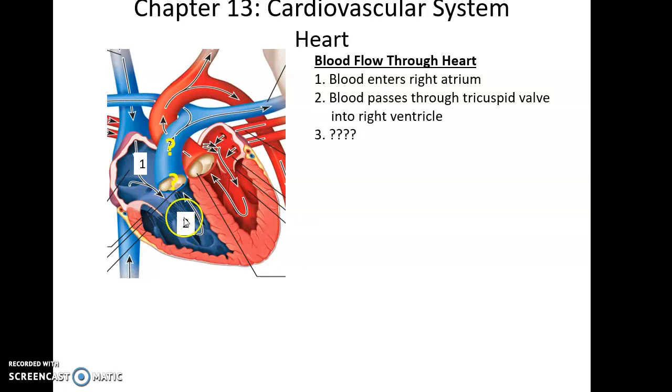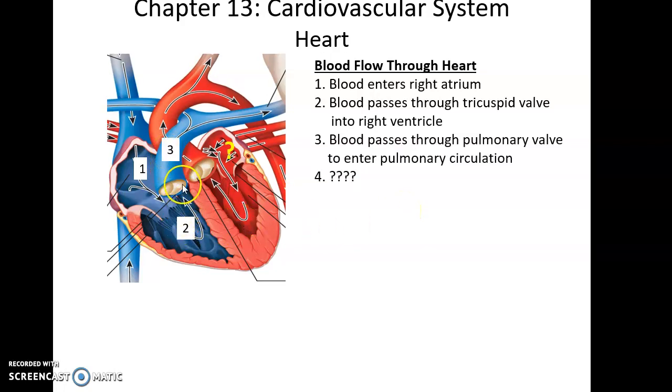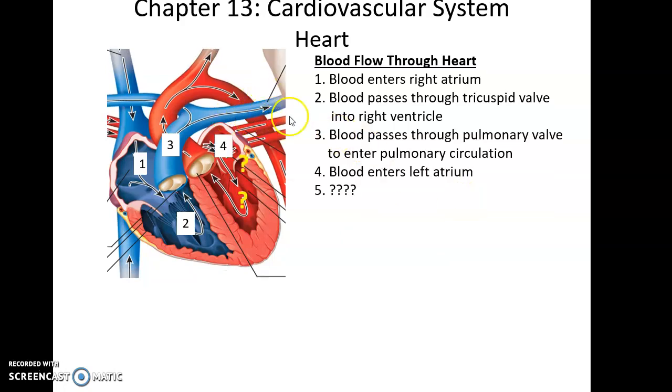Then blood goes from the right ventricle past, and hopefully you said, the pulmonary valve and enters the pulmonary trunk, which is part of the pulmonary circulation, carrying deoxygenated blood to the lungs. And then oxygenated blood arrives through the pulmonary veins into the left atrium.